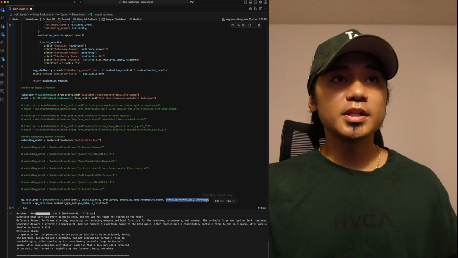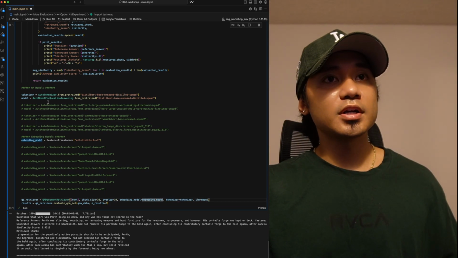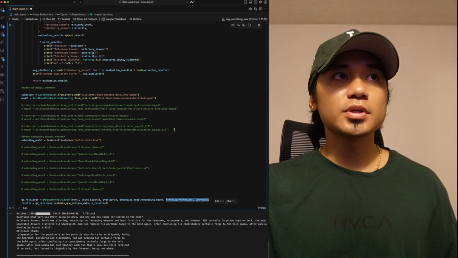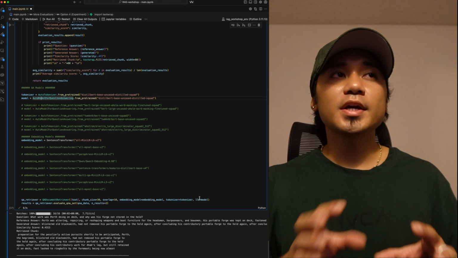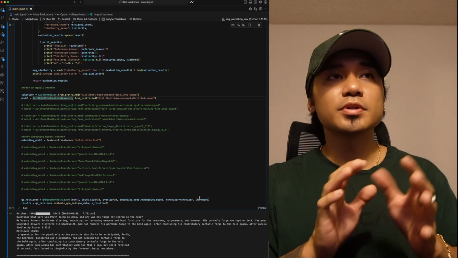You can change out the embedding model, and in these two parameters here, if you want to test out different Q&A models, you need to pick the corresponding tokenizer with that model. I believe you can't mix up the different tokenizers and models. You might run into some issues.